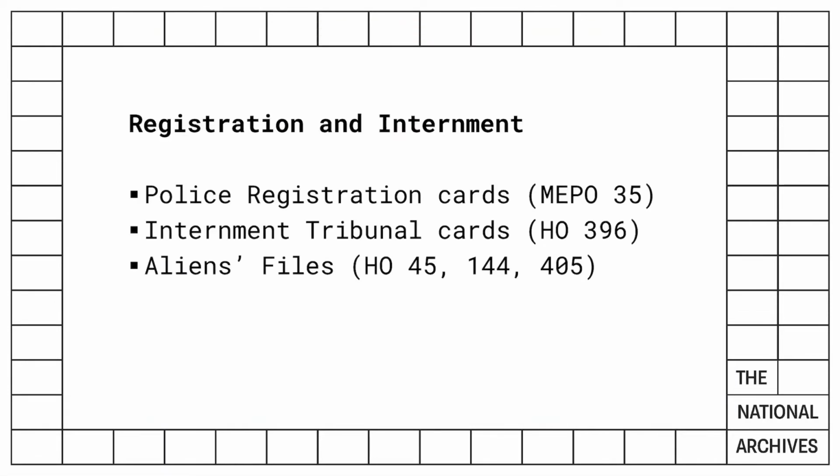Moving on now to registration and internment of aliens. What we're going to discuss here are registration cards, and the National Archives hold the records of the Metropolitan Police, so the London Police, or the counties of London and Middlesex. But we're also going to discuss the internment of enemy aliens during the Second World War, and then we'll look at some of the personal files which help expand beyond the records I've discussed just then.